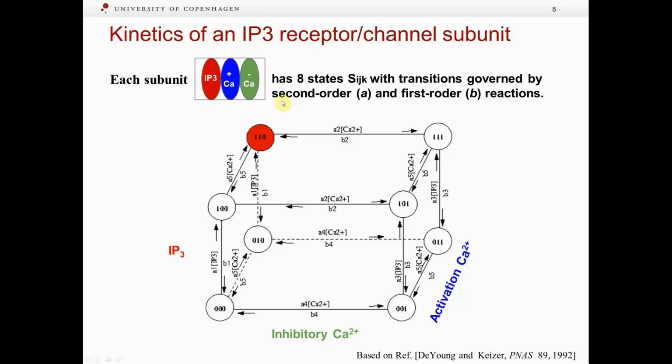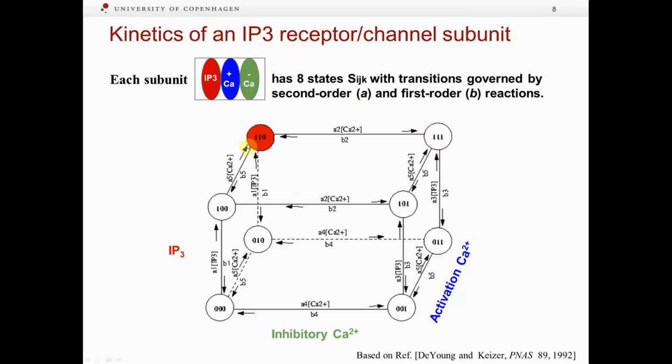So this picture shows the kinetics of the IP3 receptor calcium channel. It's a model with 8 different states, where the state can switch between these 8 different situations here, depending on whether the ligand is bound to each of the 3 places. The equations governing the transition between the different states are described by second order and first order reactions, here denoted with an A or a B.